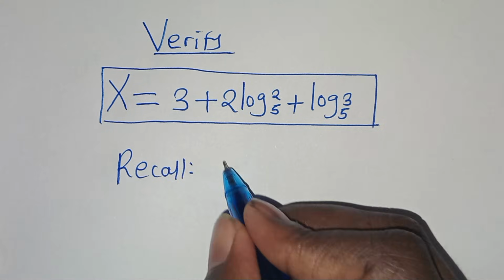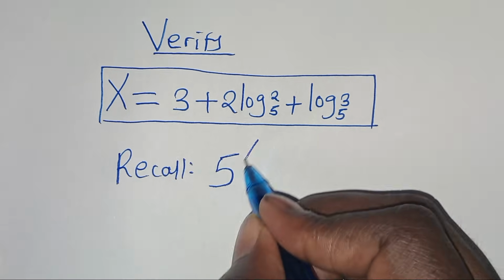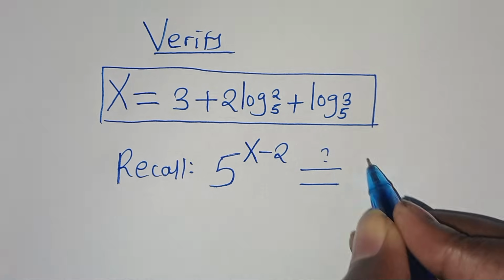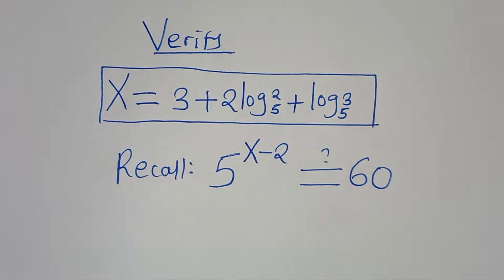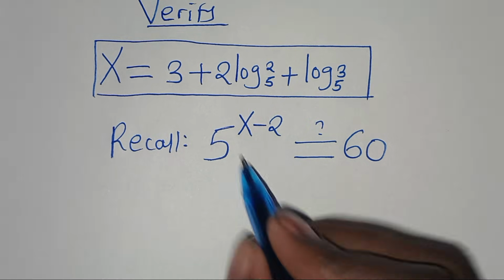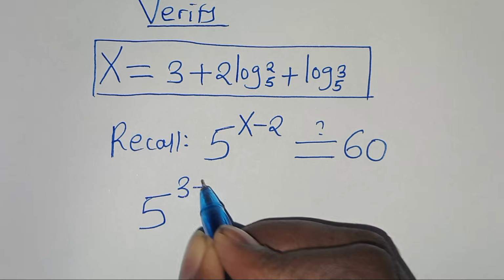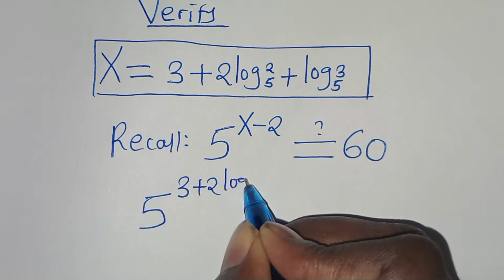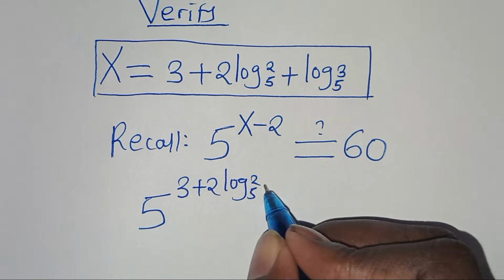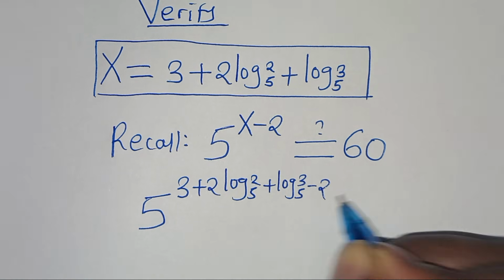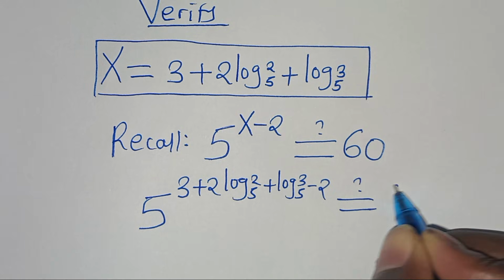Now if you recall, we have that 5 to the power of x minus 2 is supposed to give us a value of 60. Let's substitute the value of x here. We have 5 to the power of 3 plus 2 log 2 to base 5, then plus log 3 to base 5, minus 2. This should give us a value of 60.